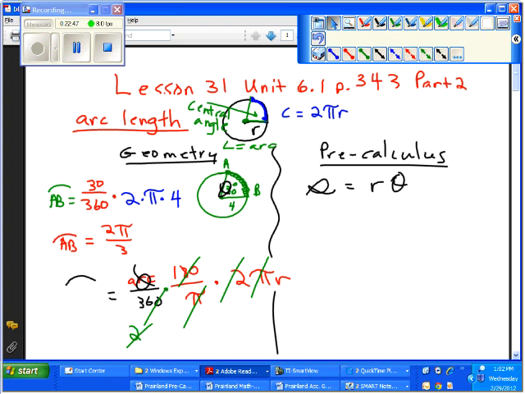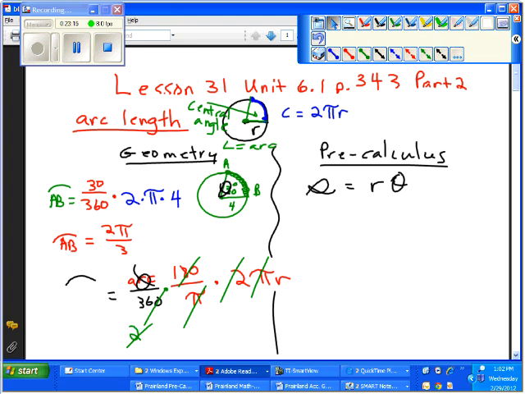You see how we got it? By taking our geometry knowledge and converting the 360 degrees into radians. And it all canceled out, and we ended up with the arc length S is equal to r theta. So since we were going to deal with radians in pre-calculus, we don't use the geometry side, we use the pre-calculus side. Arc length is r theta.